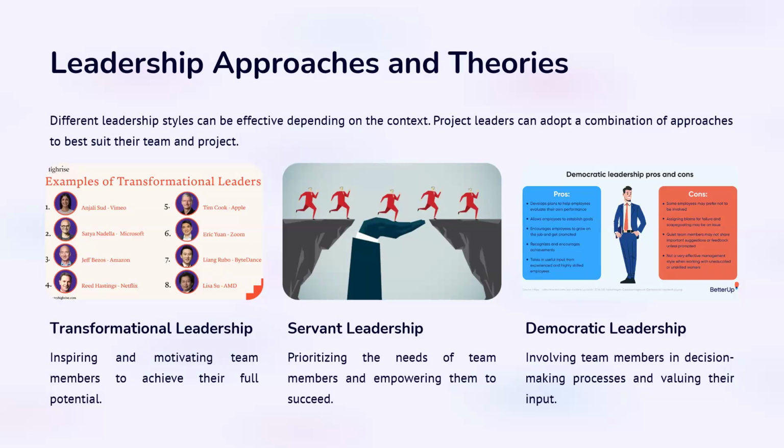Okay, let's see what is transformational, servant, and democratic. Transformational leaders inspire and motivate the team members to achieve their full potential. So they completely transform their team members. Servant leadership means prioritizing the needs of the team members and empowering them to succeed. Here, the leader completely surrenders himself or herself to the team.